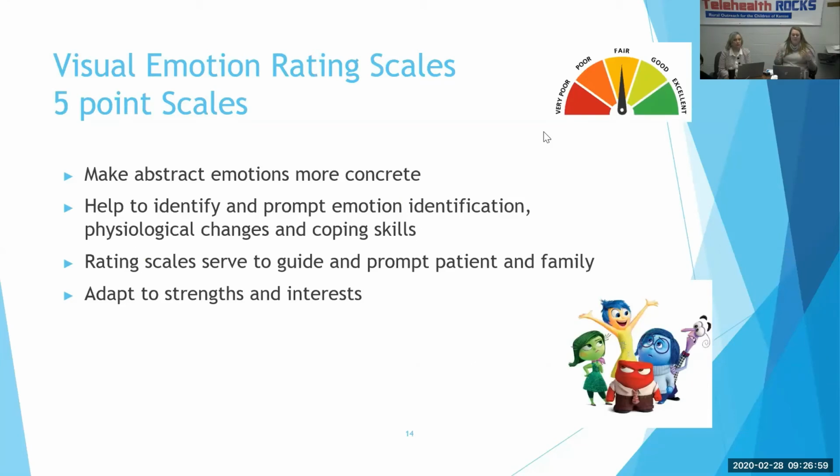The next thing we're going to talk about is visual emotion rating scales. What this can do is make all of our abstract emotions very, very concrete. A big issue for a lot of kids is describing how they feel about various situations, or they react to a situation very quickly without understanding that there were warning signs before they got to that reaction. This will help children identify, oh, I'm getting worked up. What are some things I can do in a really visual way?